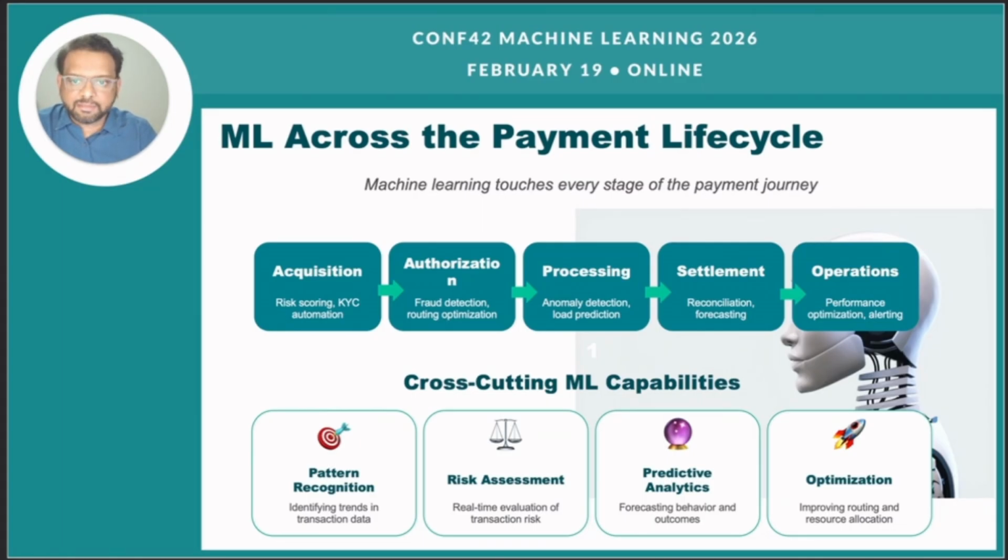For every transaction, the model evaluates fraud risk, decides which payment network to use, and determines whether to approve, decline, or step up authentication. In the processing phase, machine learning provides anomaly detection and load prediction. It spots unusual patterns in transaction flows, predicts capacity needs, and helps with system performance. Settlement benefits from machine learning through improved reconciliation and cash flow forecasting. Models can predict settlement times, identify discrepancies early, and optimize liquidity management.